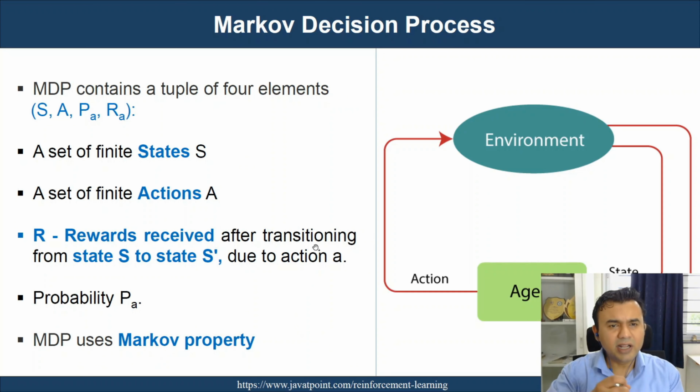Now, MDP contains a tuple of 4 elements. Where S represents states, A represents actions, R represents rewards which have been received when we move or transit from state S to S dash, and P_A is nothing but the probability, right? Because generally we calculate the probabilities, and MDP uses the Markov property.